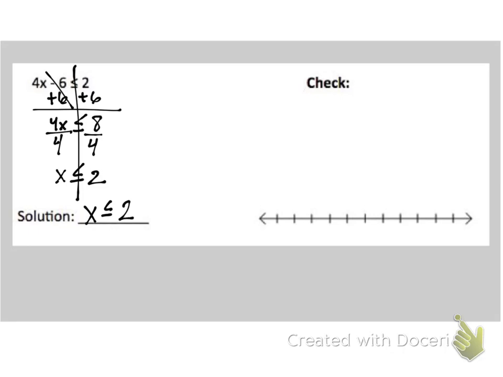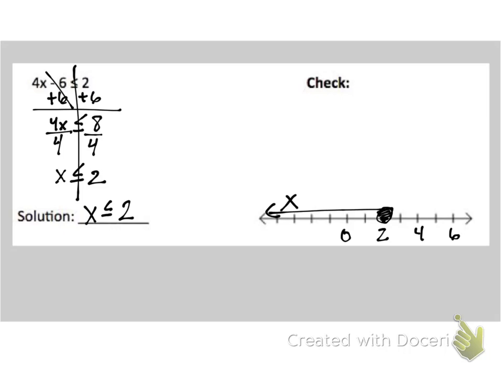Our boundary point is 2, so when we're graphing it, we're going to put 2, put in a few more values. It is less than or equal to, so it's going to be a closed circle because it could be equal to 2. X is smaller, so we're going to talk about all values smaller.